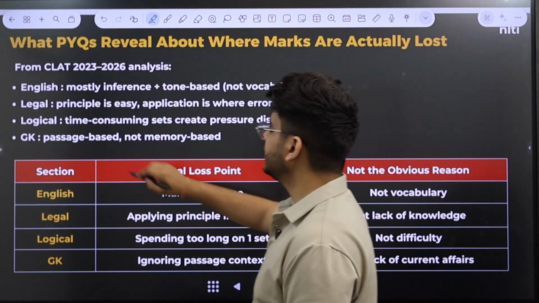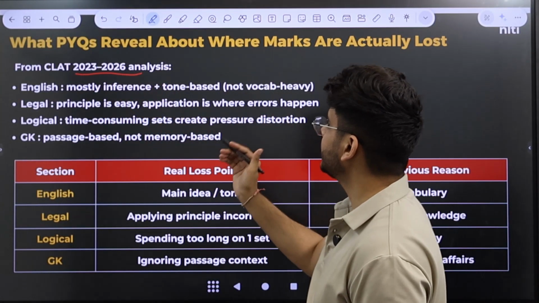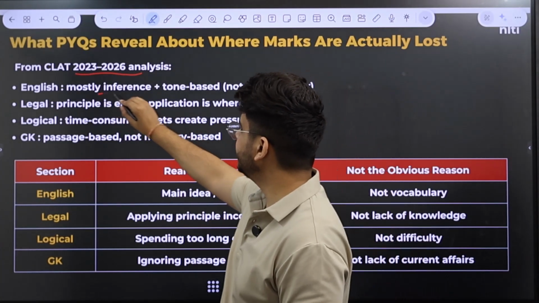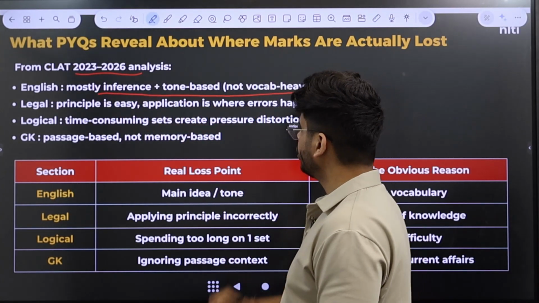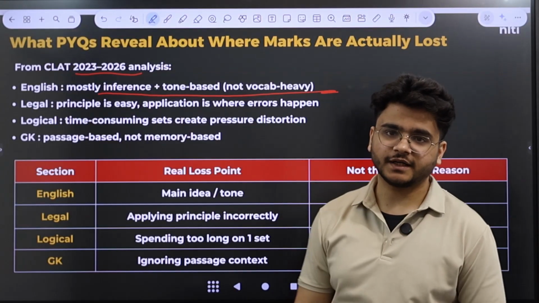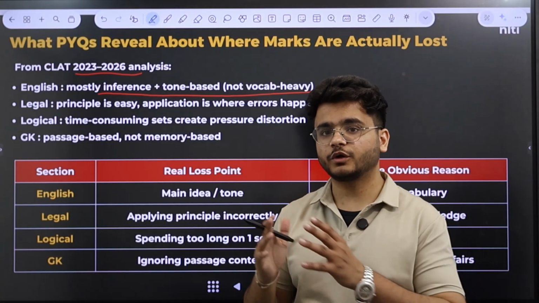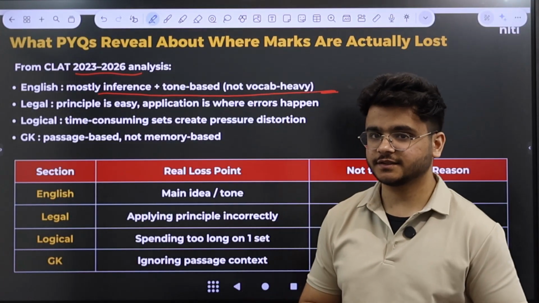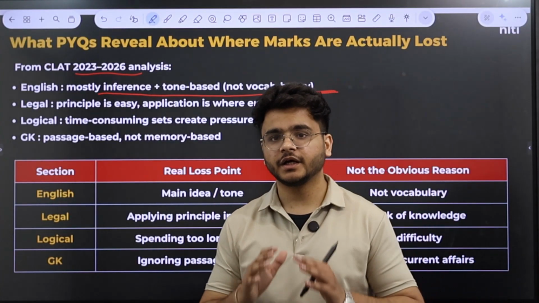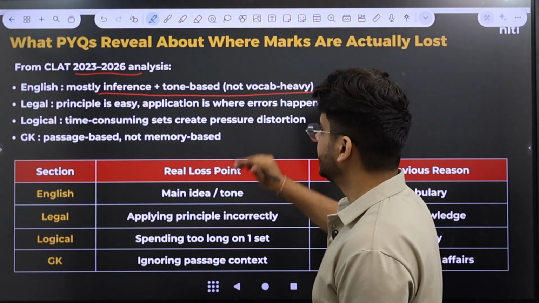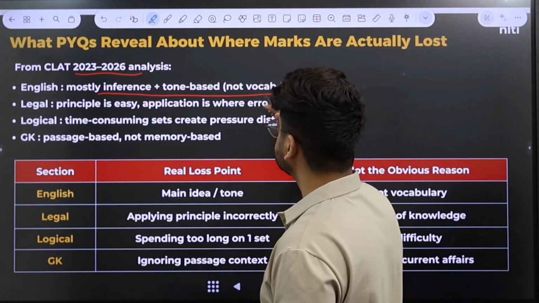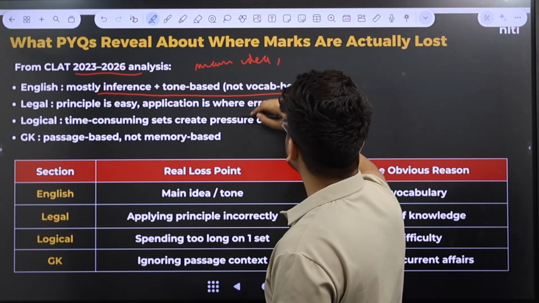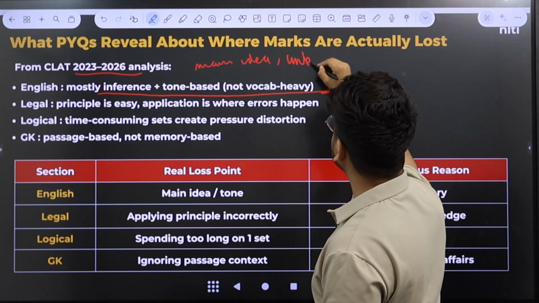If we talk about the CLAT from 23 to 26, the analysis reveals that in the English section, the questions asked are mostly inference plus tone based, not at all vocabulary heavy. Even if they ask you a vocabulary question, that will be in context to the passage. What does this word mean in context to the passage? So if you infer the passage well, you will be able to sail through these questions. And if we talk about the inference questions, it will be mostly what's the main idea? What does the author want to imply from this?